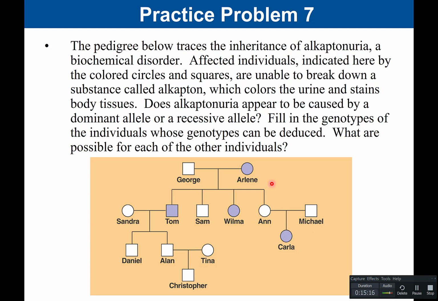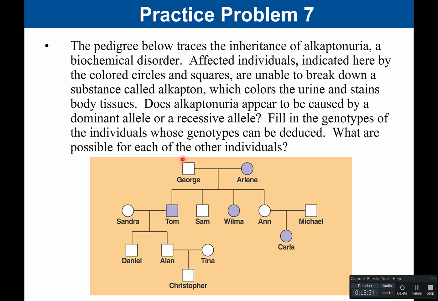allele. So now what we can do is we can fill in the table. Everybody who is affected, if this is recessive, is going to be little a, little a. And I start with the people that are unaffected. They are big A something.